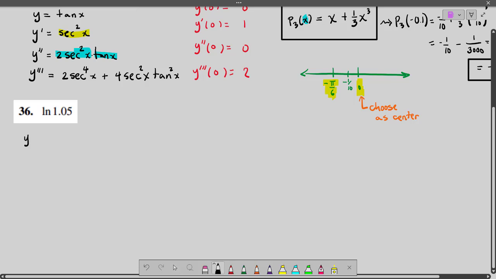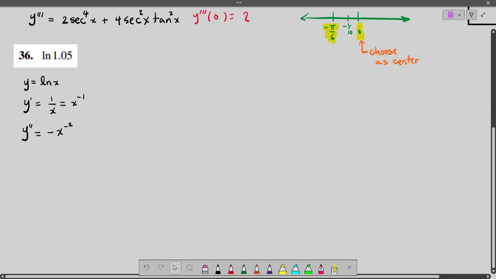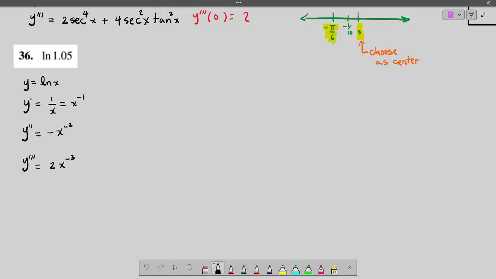So we're going to start with the function, natural log of x. And we need to take a sequence of derivatives until we get to the 3rd derivative because we're looking for the 3rd order Taylor polynomial. So this is minus x to the minus 2. This is going to be chain rule again, so that's going to be 2x to the minus 3. So those are our 3 derivatives.